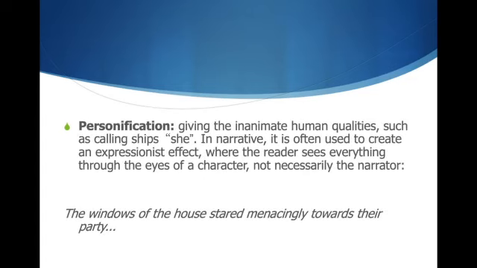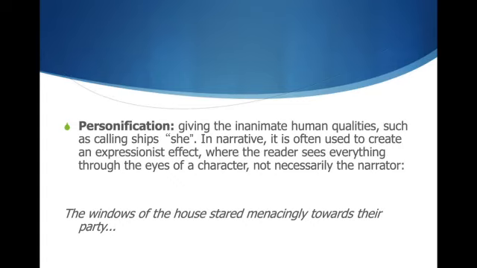Another figure of speech would be personification. Personification is giving the inanimate human qualities, such as calling ships a she. Now, in narrative, it's often used to create an expressionist effect, where the reader sees everything through the eyes of a character and not necessarily the narrator.